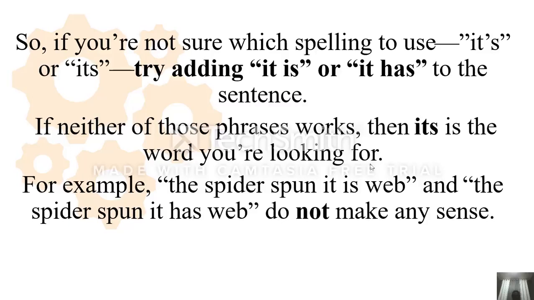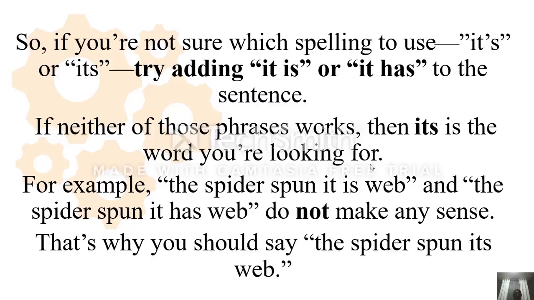You see, guys, it doesn't make sense. Okay, so the spider spun it's web. You see, it's out of context. It doesn't really make sense. Okay, so in this case, the sentence does not make sense, and that's the reason why the correct answer should be what? The spider spun its web.